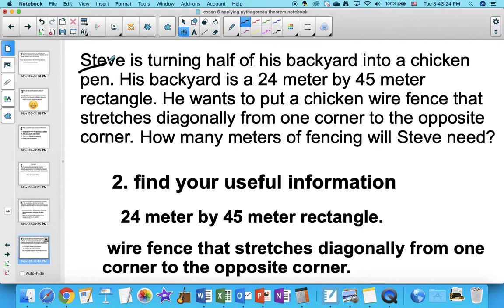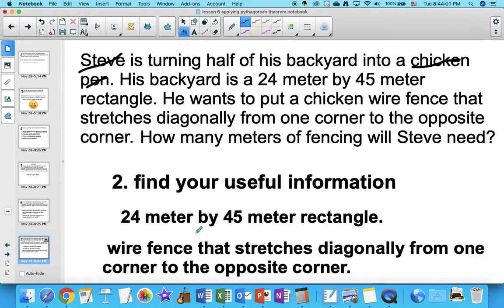I don't care if it's Steve. Who cares? It doesn't matter, right? We don't care he's turning half his backyard into a chicken pen. He could turn it into a zoo. It could be Charlotte turning her chicken pen into a zoo. It doesn't matter because that's not relevant to the question. So we can cut out a lot of useless information. All we care about is we have a 24 meter by 45 meter rectangle and we have a fence or a line that stretches diagonally from one corner to the other corner.